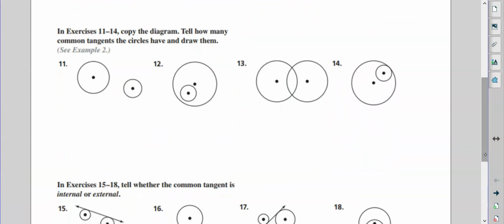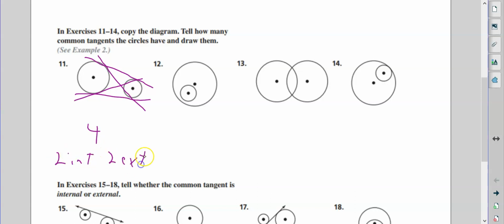Okay, how many tangents and draw them? Okay, so this is not going to be perfect, but you could have a tangent out here, a tangent out here, and you could have that X tangent like this. I do my best there. So that means there's 4. Okay, 2 interior and 2 exterior.